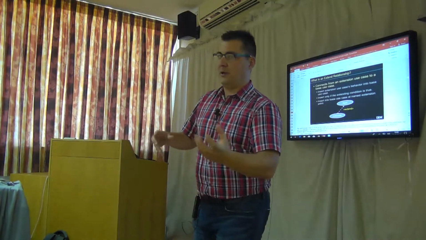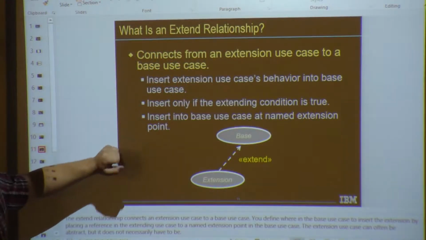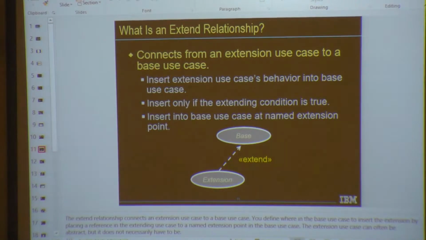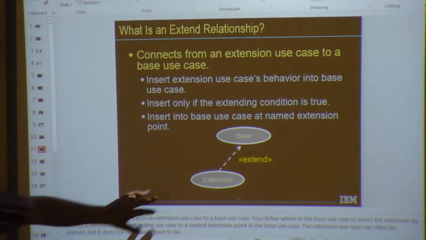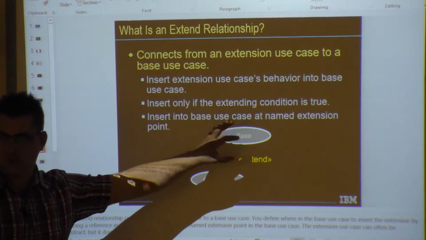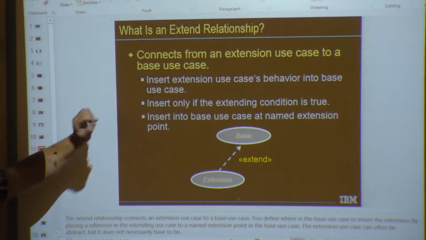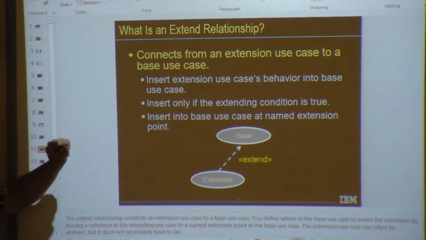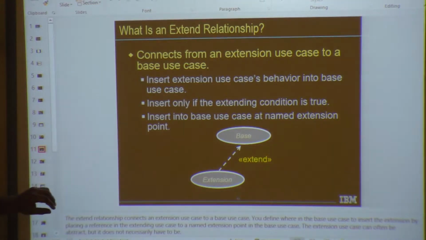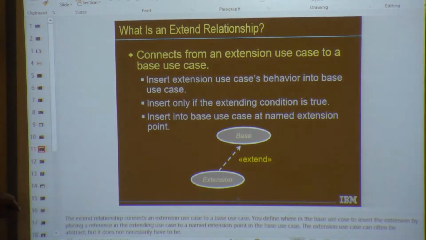Extend is now getting to a place that is optional. So when we have something like this, we're going to insert an extension use case behavior into a base use case. That means that we have a use case here, and this piece of logic is inserted into the base use case on some decision. Okay, so we insert it only if the extending condition is true, and we insert it into the base use case at some named extension point.